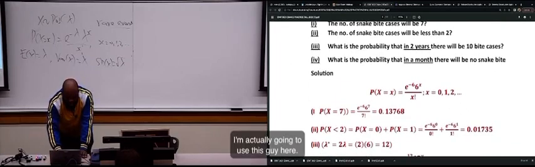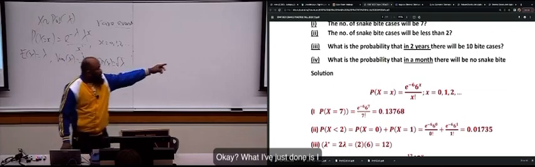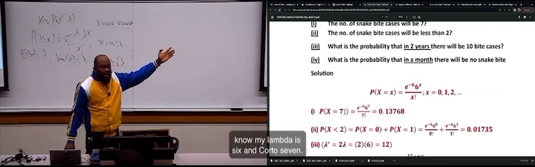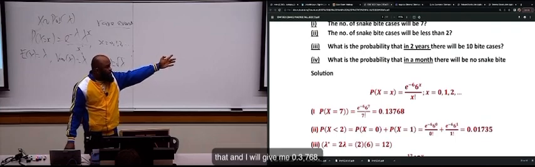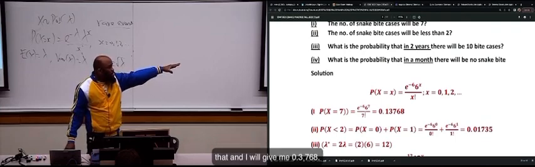I'm actually going to use this tool here. What I've just done is, I know my lambda is 6 and x equals 7. I'm just going to plug that in, and that will give me 0.3768.